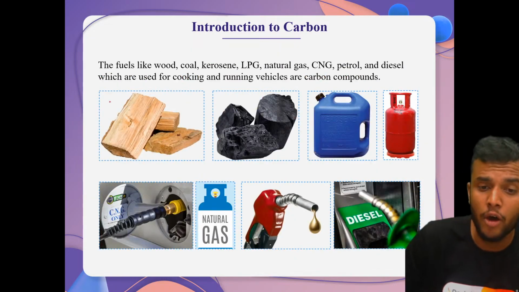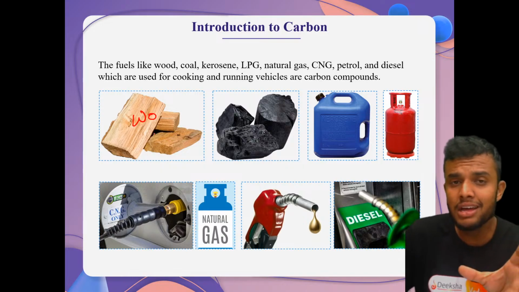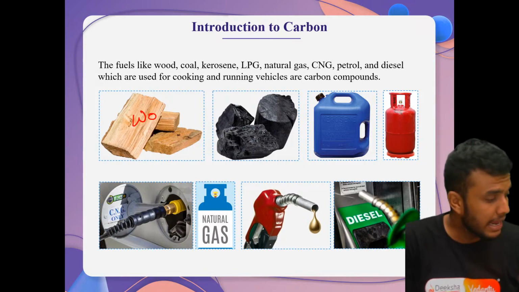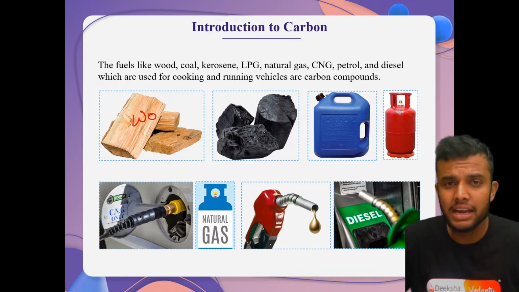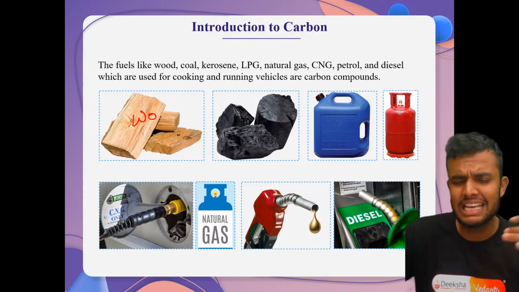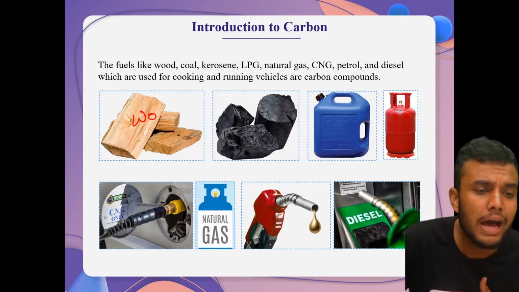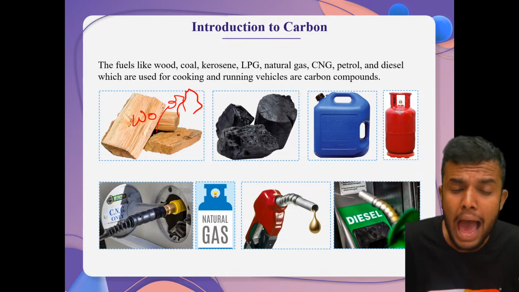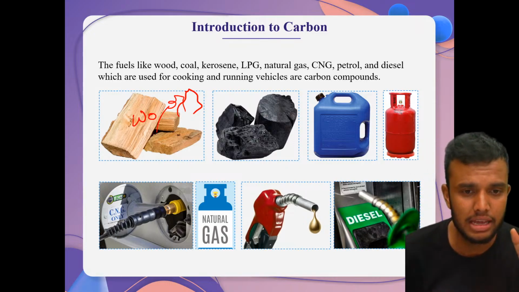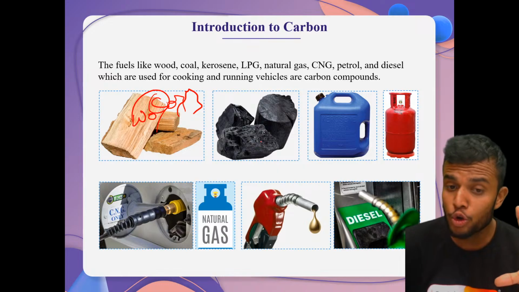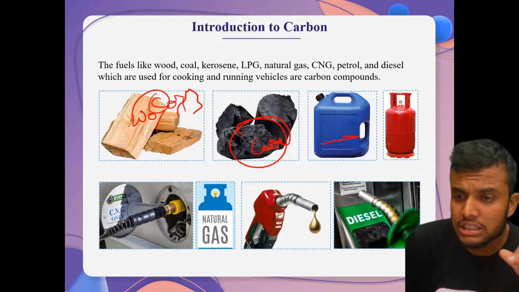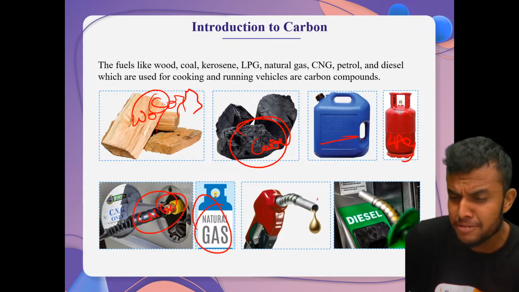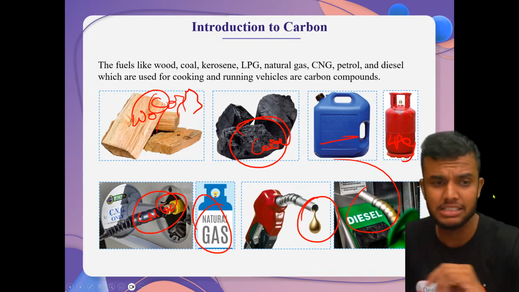Also in non-living things, look here, the wood. In the time of winter, what do we do? We simply take some wood and fire it and do some campfire, dancing, singing, everything. Why? Whenever you burn wood, it releases a sooty flame, some black smoke. What is the meaning of this? In wood also carbon is present, and also coal, kerosene, LPG gas and CNG, natural gas, petroleum, diesel. Everywhere carbon is there, my dear students.